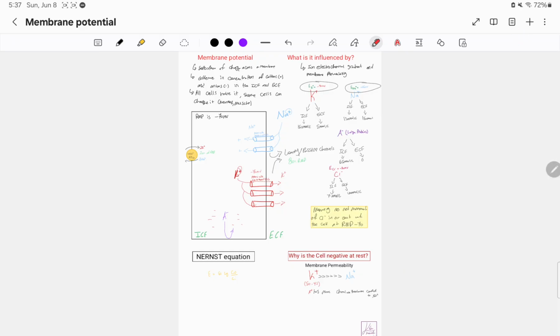I'll see you in the next video when we talk about how we can actually change this membrane potential by initiating something called a graded potential. Okay? See you there.